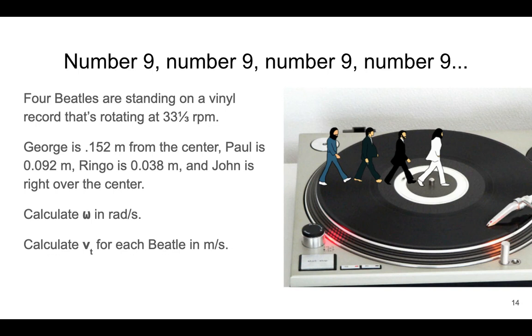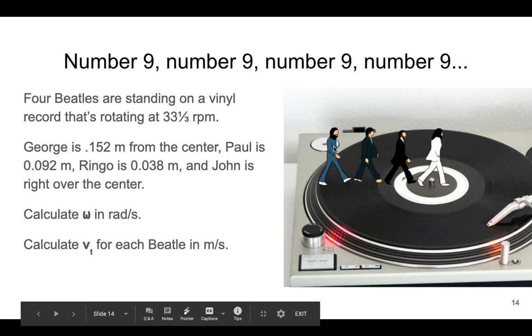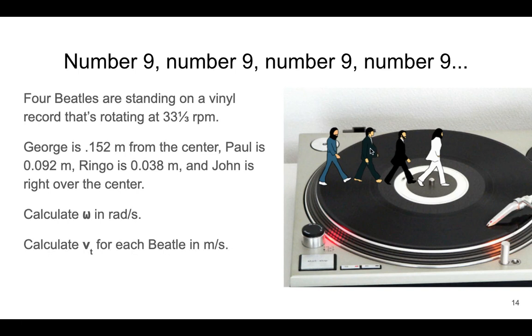So if you don't know the Beatles, shame on you, but here are the Beatles. Here's George. George is now dead. Paul is still alive. Ringo is still alive. And John died a long time ago. So we're down to 2 out of 4 Beatles.